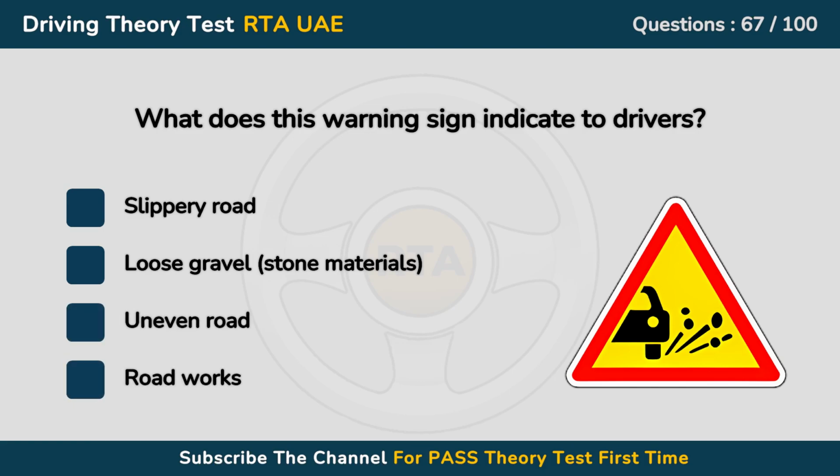Question 67. What does this warning sign indicate to drivers? A. Slippery road. B. Loose gravel stone materials. C. Uneven road. D. Road works.